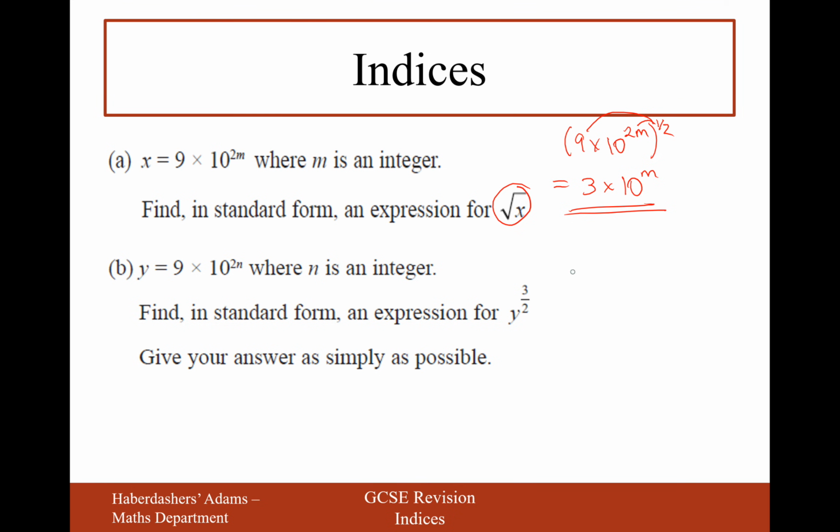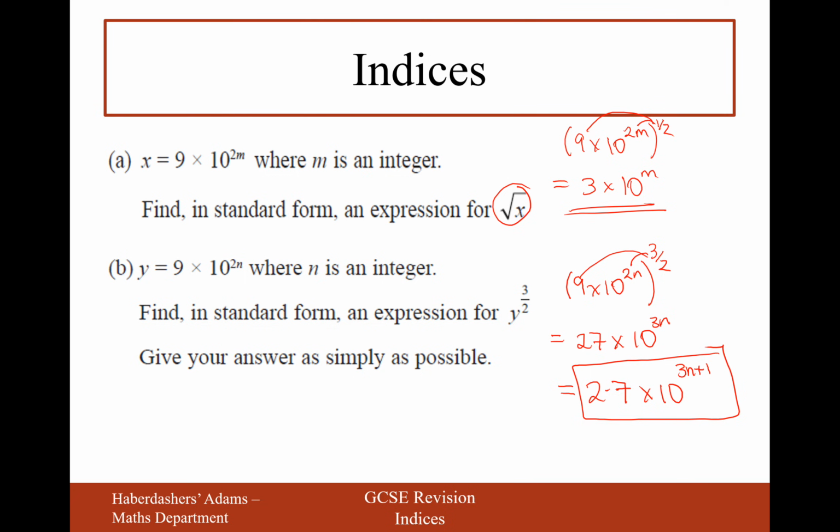And moving on to part B, it's 9 times 10 to the 2n to the power of 3/2, this one. So do the power as normal, so that's going to make it 27 times 10 to the 3n. You multiply your indices together. Now I need to write this as standard form, so it's going to be 2.7. So I've made this smaller here. So now I need to make the power bigger, so it's 3n plus 1. So there we are, that's the answer to this question here.